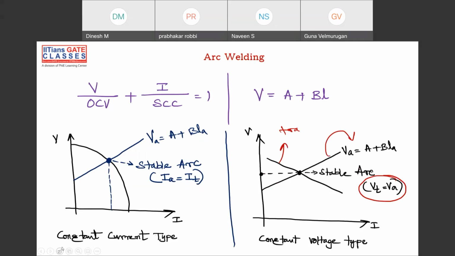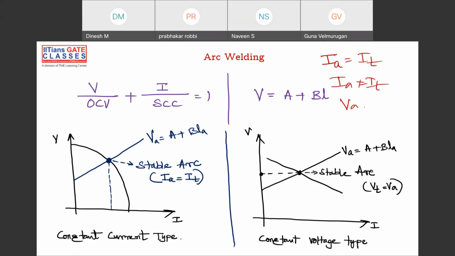Yeah, this kind of question will be asked. They might ask this kind of question during the constant current type setting. They'll ask four options. One is arc current is equal to transformer current. Arc current is not equal to transformer current. Arc voltage is equal to transformer voltage. Arc voltage is not equal to transformer voltage. So pick one of them. For a stable arc, for a constant current type setting, they might ask this, or they'll give you the setting and ask some kind of question like this. We don't know. Is it clear?